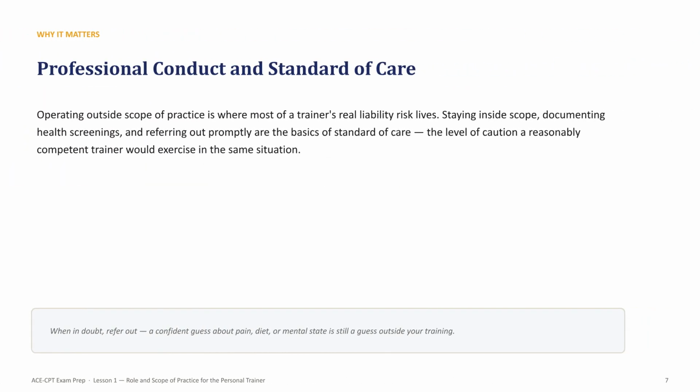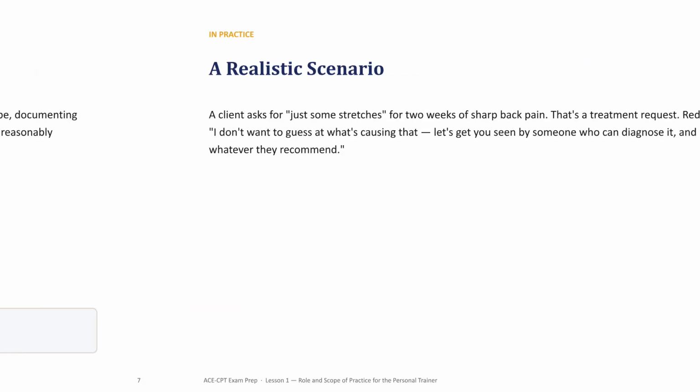Here's why all of this actually matters in the real world. Operating outside your scope of practice is where most of a trainer's real liability risk lives. Staying inside scope, documenting your health screenings, and referring out promptly, these are the basics of something called the standard of care, the level of caution a reasonably competent trainer would exercise in the same situation. And here's the key mindset to take with you. When in doubt, refer out. A confident guess about pain, diet, or mental state is still just a guess, and it's a guess outside your training.